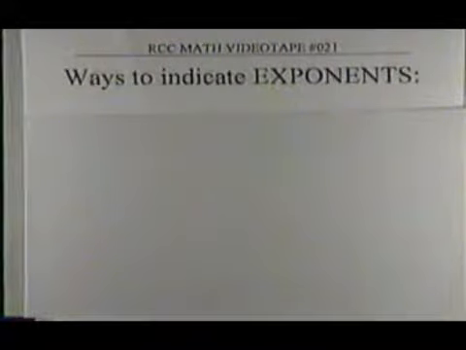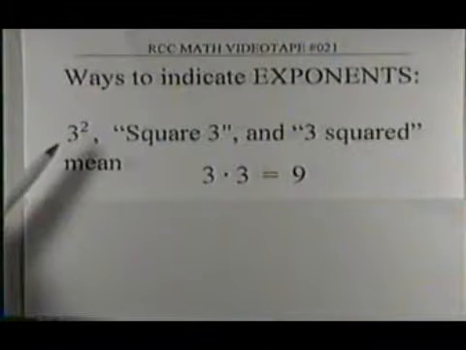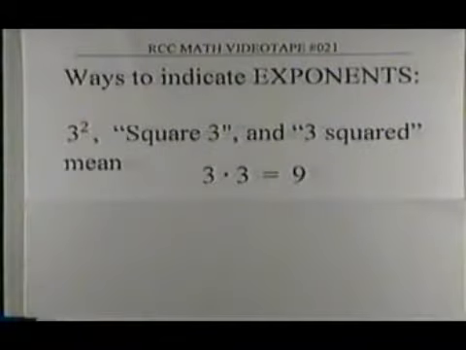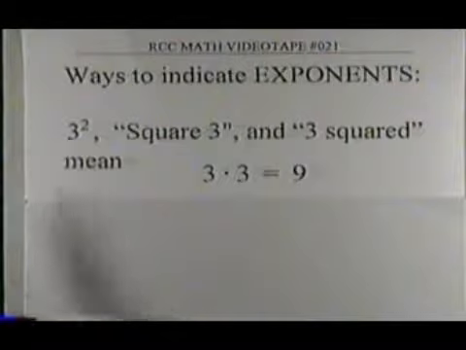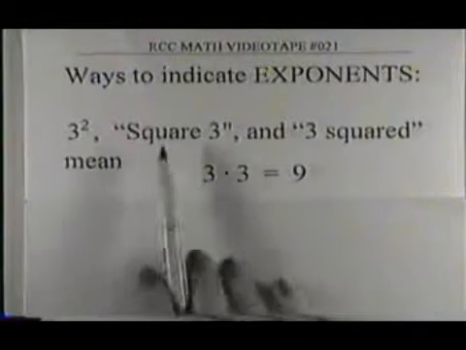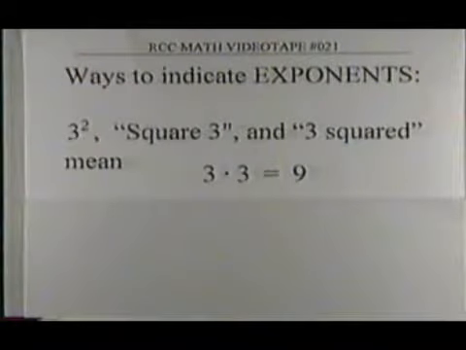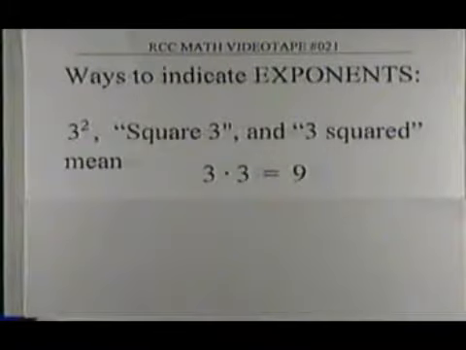Now we're going to look at some ways to indicate exponents. And you may be familiar with exponents already. Okay, I would read this 3 squared, just like you see here in words, 3 squared. It could also be read 3 to the 2nd power. But squaring 3 and 3 squared mean an exponent of 2. So anytime you see square a number or a number squared, that means an exponent of 2.